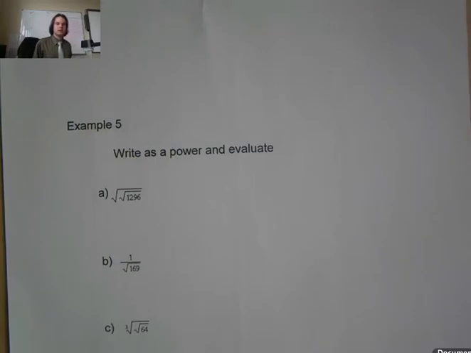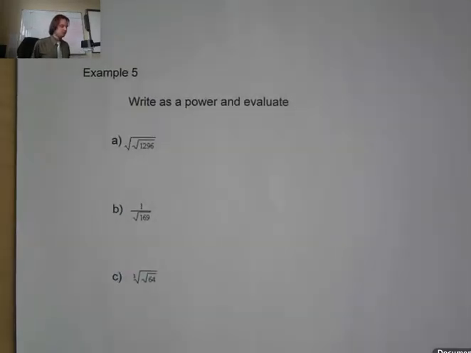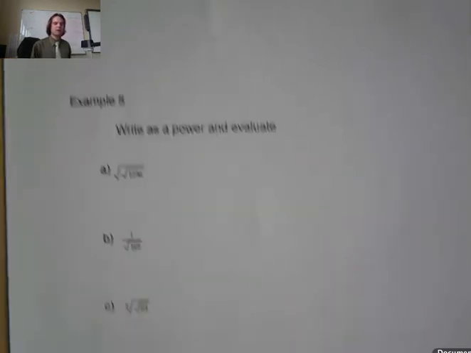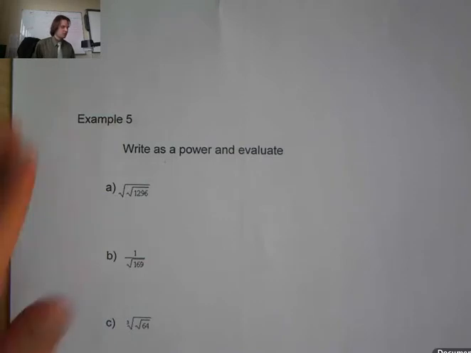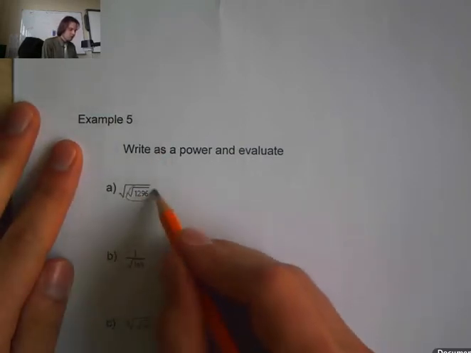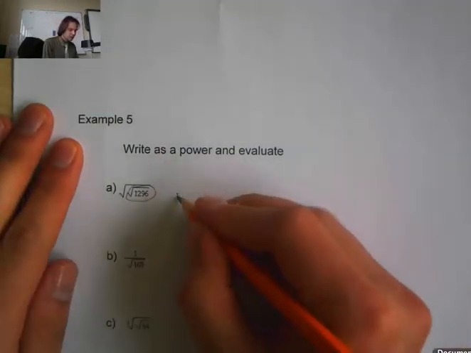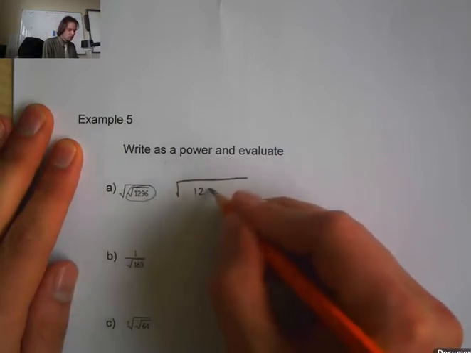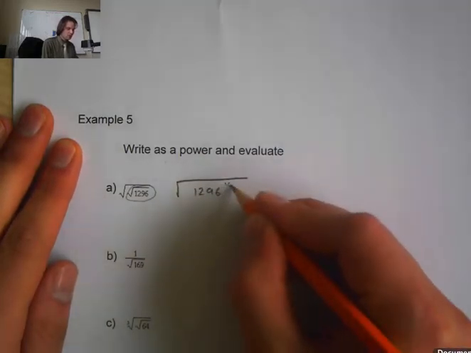Okay? Let's take a look at my next one now. Evaluate as a power. Okay, so write as a power, then evaluate. I look at this one, I have a little bit of a problem. So first I'm going to do this inside. So that is the square root of 1296 to the 1 over 2.